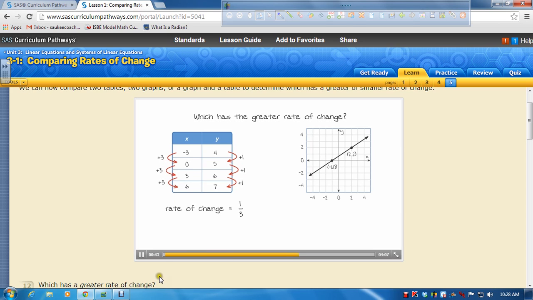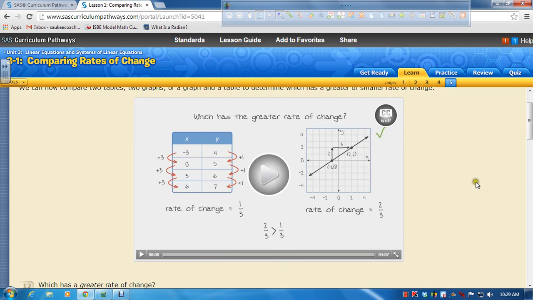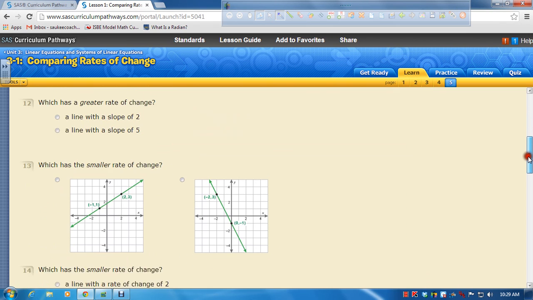Now let's find the rate of change of the graph. Remember, the rate of change is the same as the slope. From the point -1, 0 to the point 2, 2, we rise 2 units and run 3 units. So the rate of change is 2/3. Since 2/3 is greater than 1/3, the graph has the greater rate of change. Okay, so that was a relatively simple comparison there.